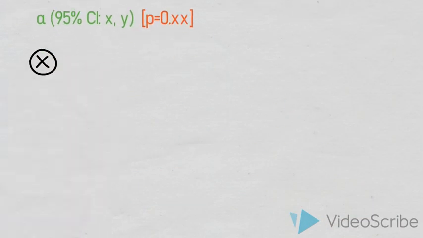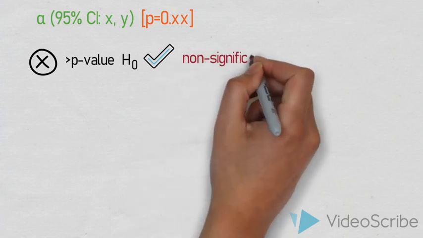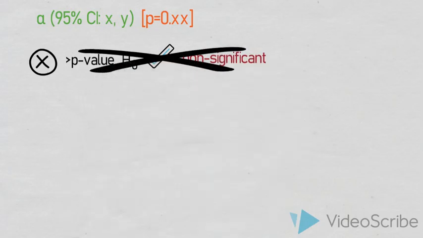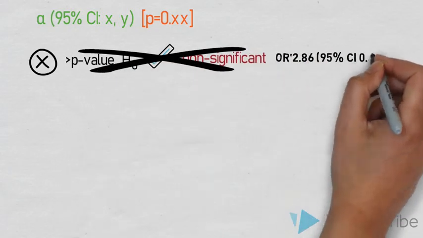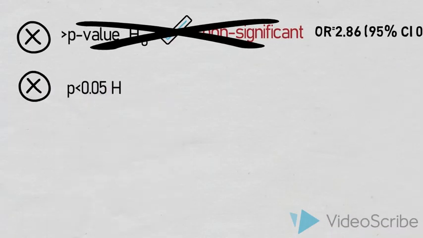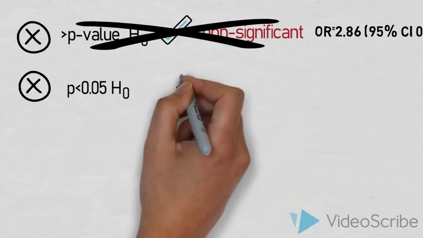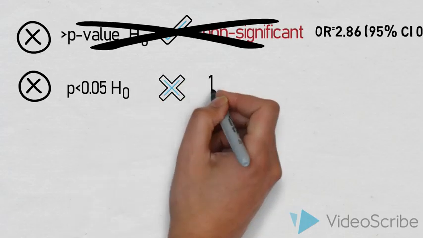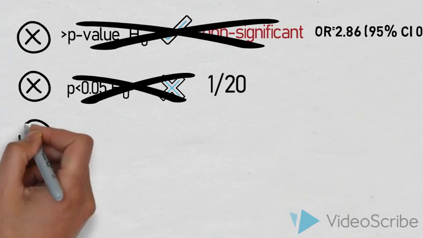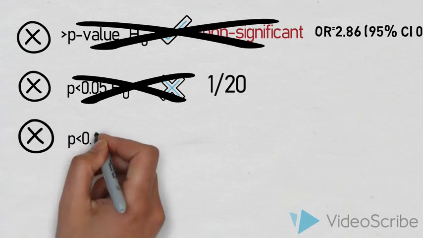First, a large p-value does not mean that the null hypothesis is true, and should not be described as non-significant. This is because absence of evidence is not evidence of absence. You should always look at the confidence interval to understand the range of values that are compatible with the data. Second, p-values less than 0.05 do not necessarily imply that the null hypothesis is false. By definition, 1 in 20 comparisons in which the null hypothesis is true will result in a p-value that is less than 0.05.